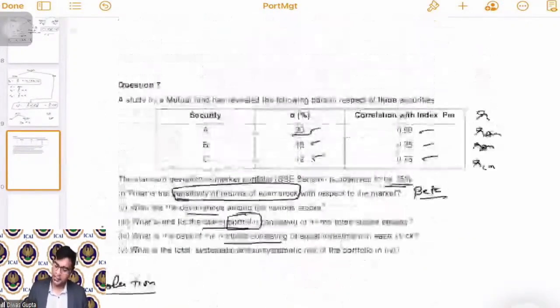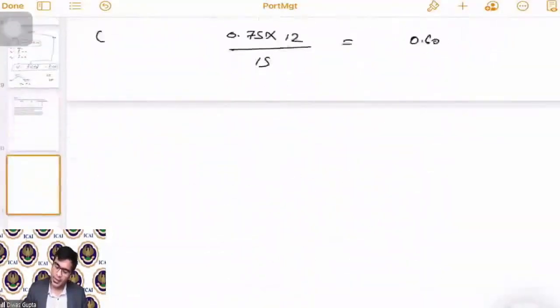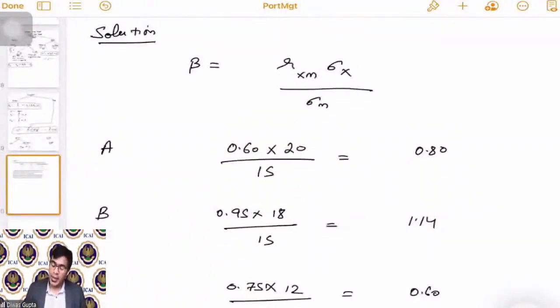Okay, so the first part of the question is done. Second, they're asking to calculate the covariances among each stock. Now, students, if you note, you have both.